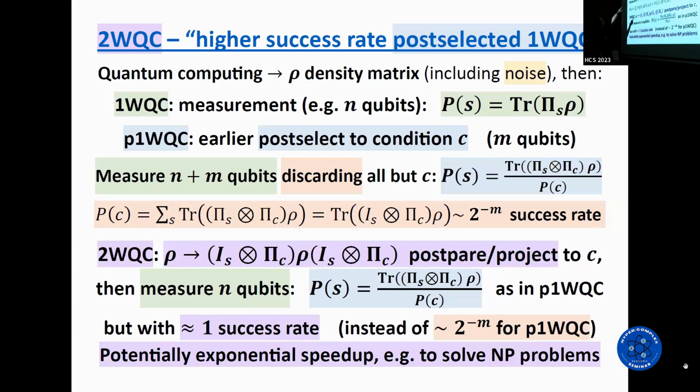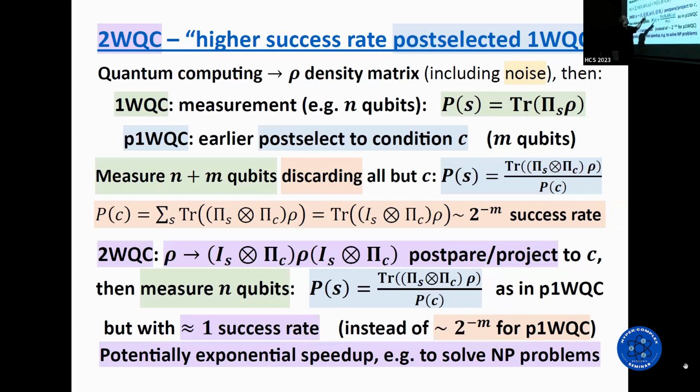Here is the standard measurement probability. You probably know this formula, the trace of the projection. After this state preparation and some unitary evolution, with some noise inside, we get to this density matrix rho, and we treat it in three different ways. The basic way is just to measure, getting this probability distribution. We could also make a post-selection, which means we have some additional condition C. We have n qubits for the state and m qubits for this condition C. In post-selected quantum computers, we measure all n plus m qubits and discard all but those which satisfy this condition C.